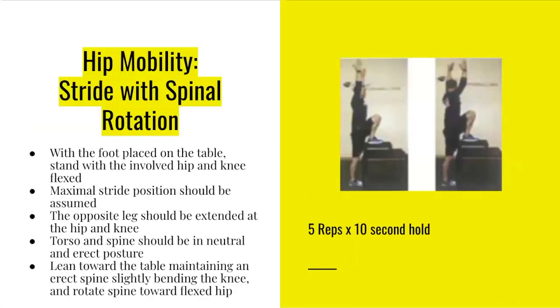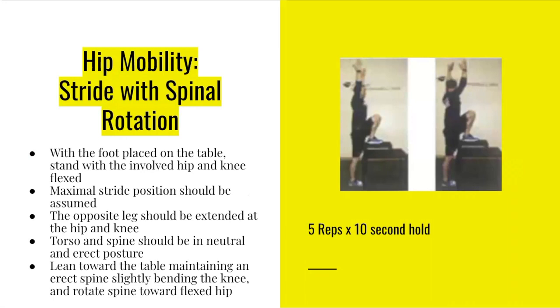Hip mobility, stride with spinal rotation. With the foot placed on the table, stand with the involved hip and knee flexed. Maximal stride positions should be assumed. The opposite leg should be extended at the hip and knee. Torso and spine should be in neutral and erect posture.